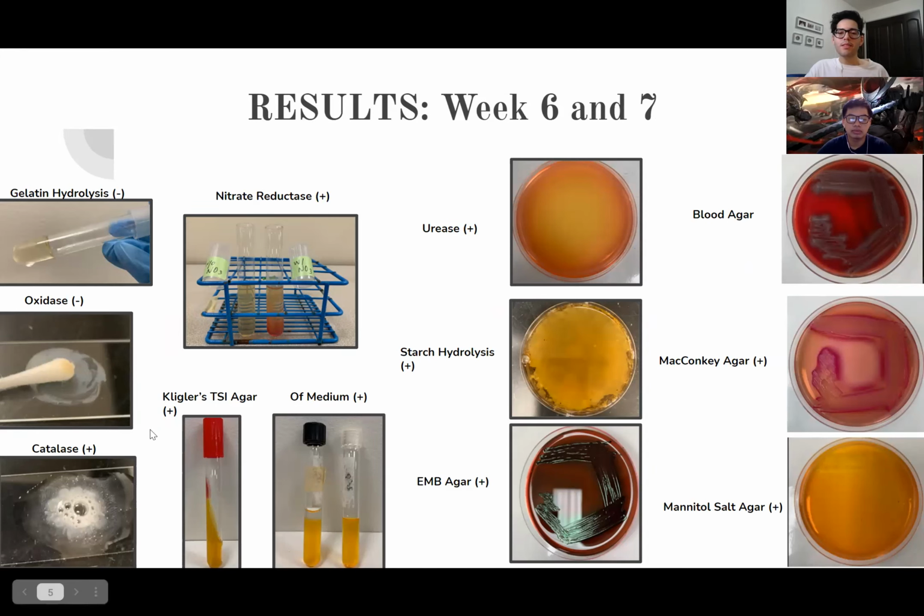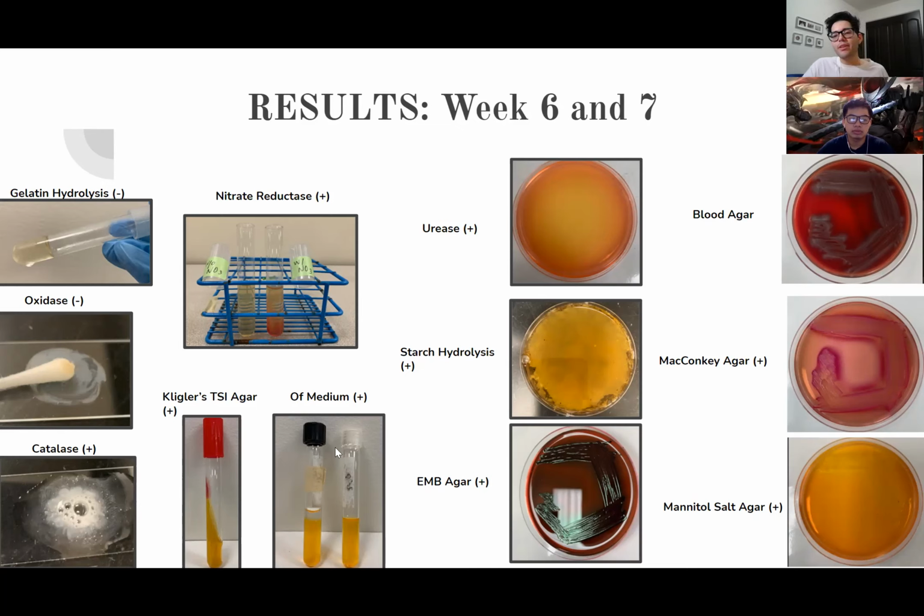The OF medium test tells us that it's a facultative anaerobe. The EMB and MacConkey agar shed light on the fact that it rapidly metabolizes lactose, as we can see from the EMB agar, the green sheen, and the MacConkey agar gives a red halo around the bacterial growth. The blood agar shows us that it performs gamma hemolysis. So it won't lyse the cells, it will just grow on the blood.